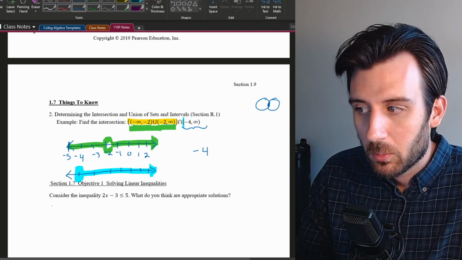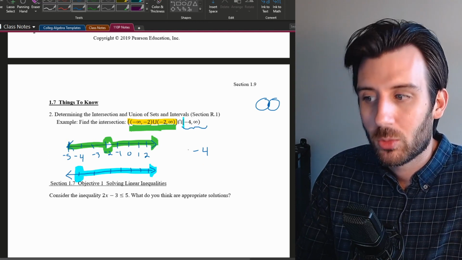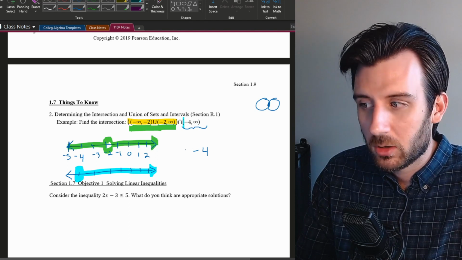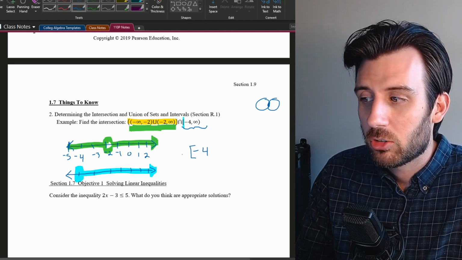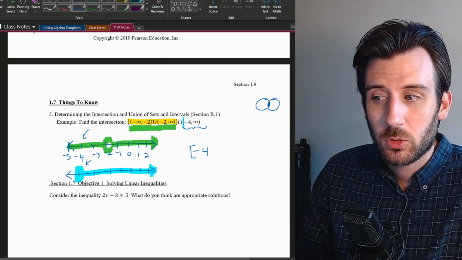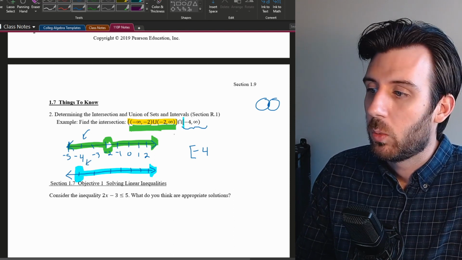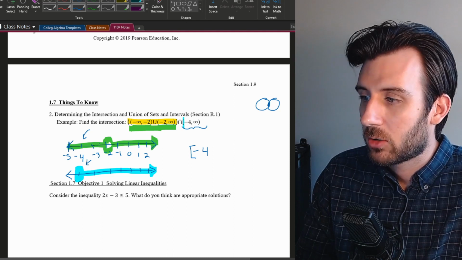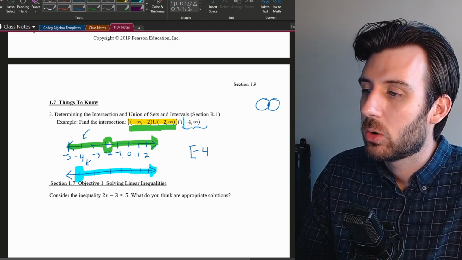-4 is my furthest negative reference point. So I'm going to include that one, and I'm going to use a bracket to show that it appears in both the first picture and second picture as a solution. Okay, what else can I go with? -3 works, the numbers between -3 and -2 work.